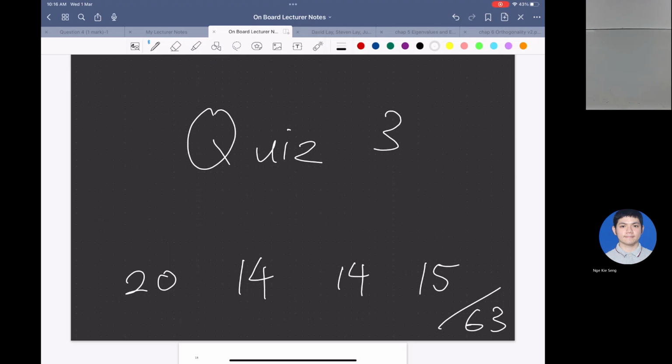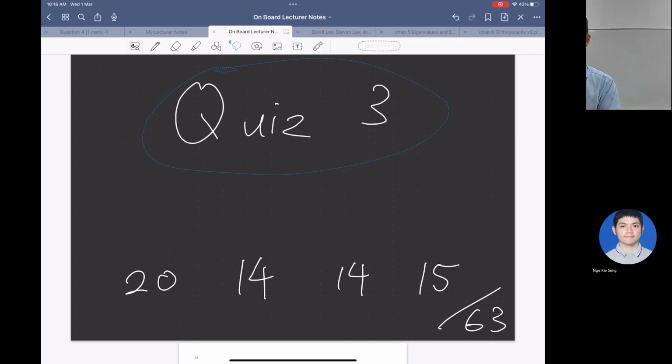Don't start yet. You can read first. Write down your name and student ID. We will start together. Don't start yet. Let's start together.